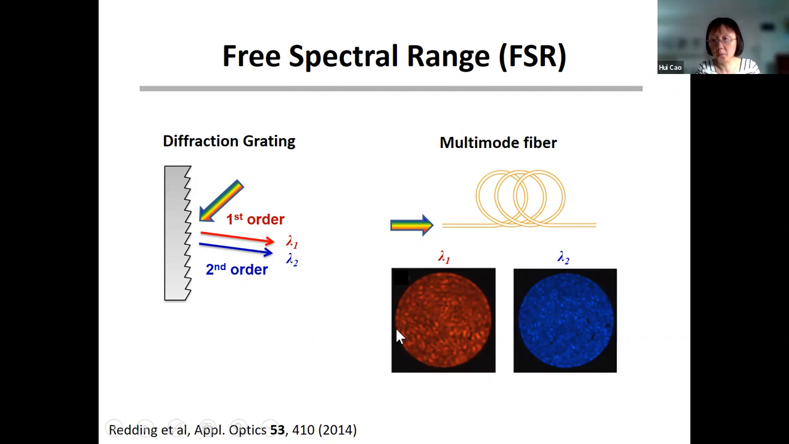Then it's like a fingerprint. It's very hard to get two identical fingerprints because of the complexity. So that basically allows us to really get rid of this free spectral range. So we really can recover light over a very broad frequency range.